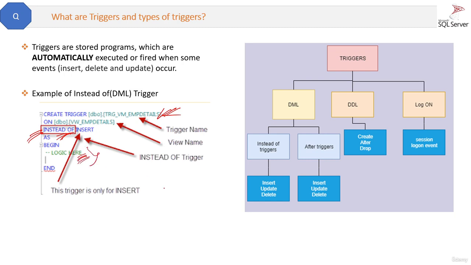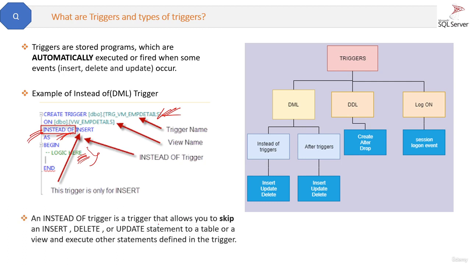For example, suppose there is a view which is just for read only purpose, but now someone is trying to execute an insert query on that view. Then this trigger will not allow the insert query and will record this activity somewhere else for security purposes. So in short, this instead of trigger also helps in security. At last, the definition: an instead of trigger is a trigger that allows you to skip an insert, delete or update statement to a table or view and execute other statements defined in the trigger instead. I hope now you have a good understanding of triggers.